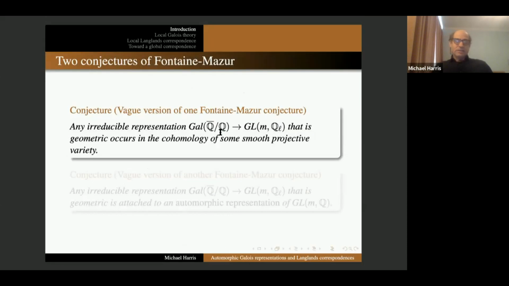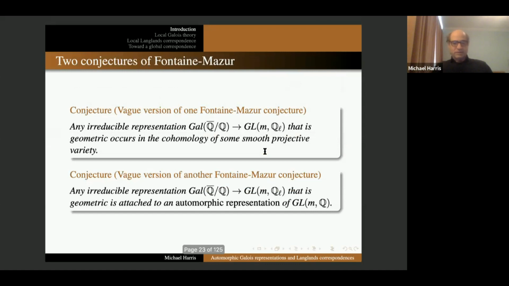If you have a homomorphism that has this enigmatic property of being geometric, then there is some variety somewhere, generally more than one, which has the property that you can recover this representation in its cohomology, in one of its cohomology degrees. All right, that's one vague version of the conjecture.